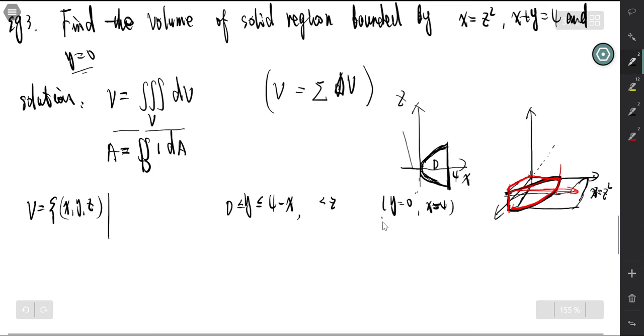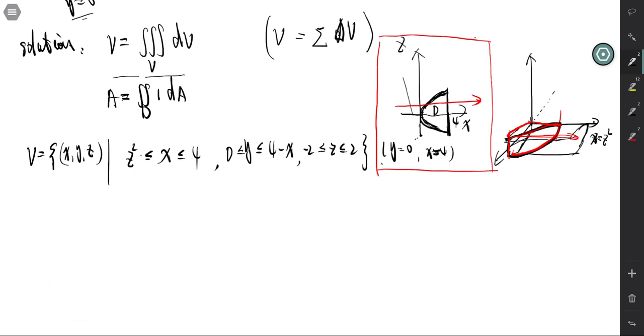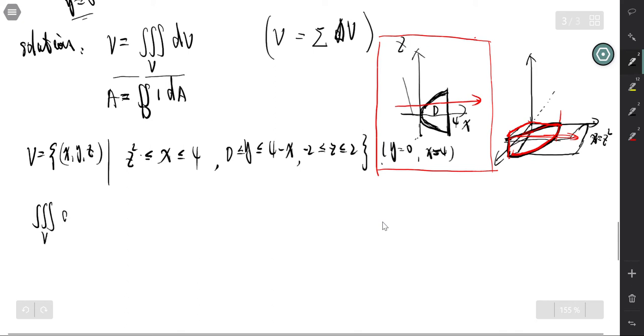So we use z as the last integration. The z is between -2 to 2, because x equals z square. For the upper limit and the lower limit of x, we draw an arrow parallel to x. The curve close to the tail is x equals z square. The curve close to the head is x equals 4. After that we have the upper limit and lower limit for x, y, z. After we find the limits, then we can write the triple integral as an iterative integral.